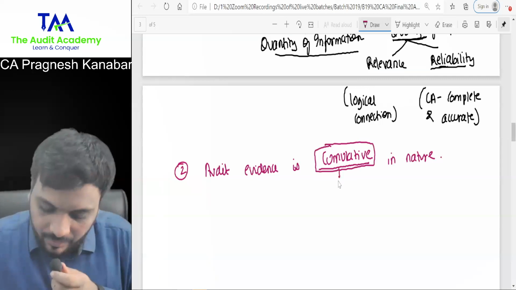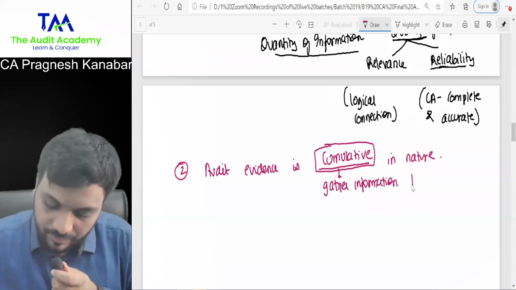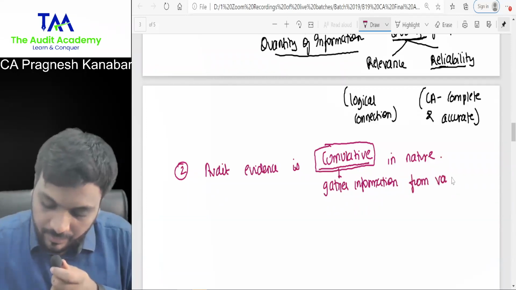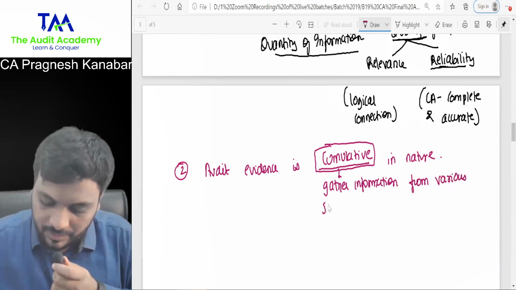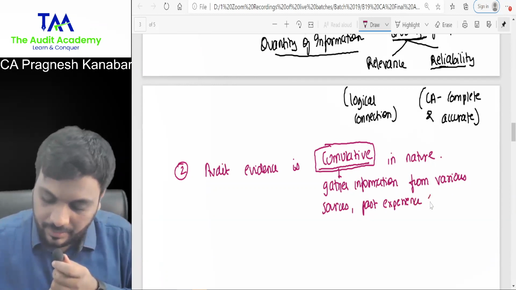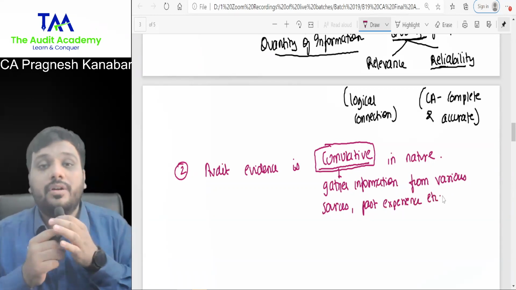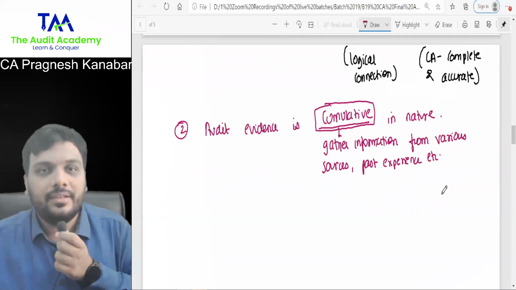Why? Because we gather information from various sources, past experience, etc. And that is why audit evidence is always cumulative in nature.